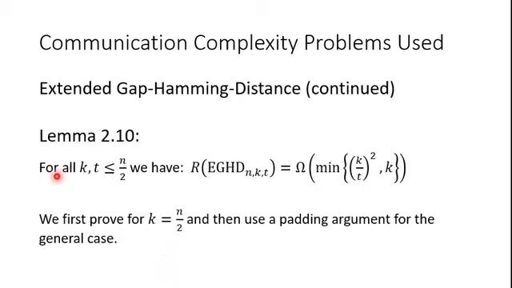So here we have Lemma 2.10. We're going to say that for all k, t less or equal to n divided by 2, we have that the minimum communication cost for eGHD n, k, t is omega of the minimum between k divided by t squared and k. So we'll prove this lemma, and we'll first prove it for k equals n divided by 2, and then we'll use this result along with a padding argument in order to prove it for the general k.